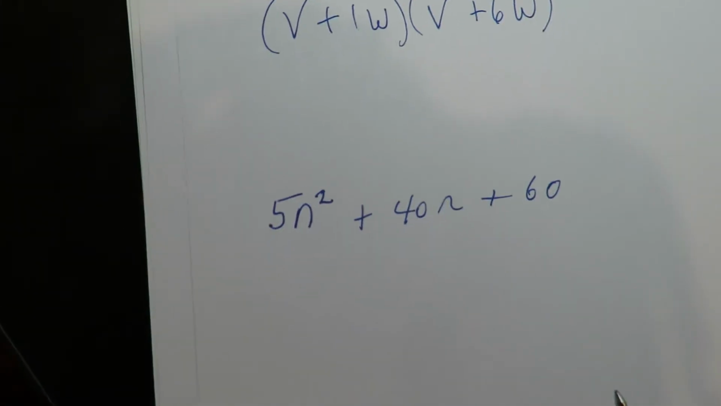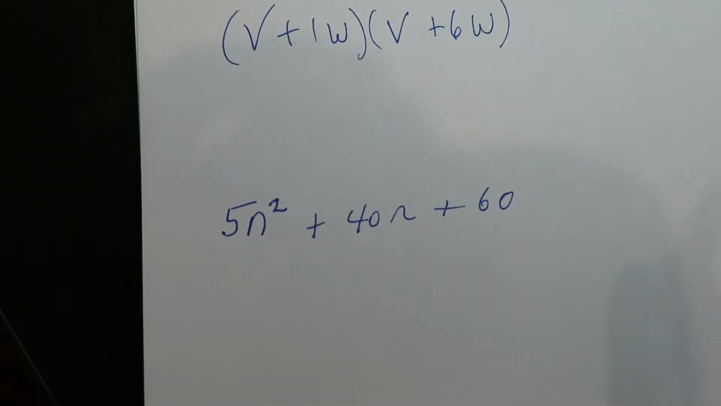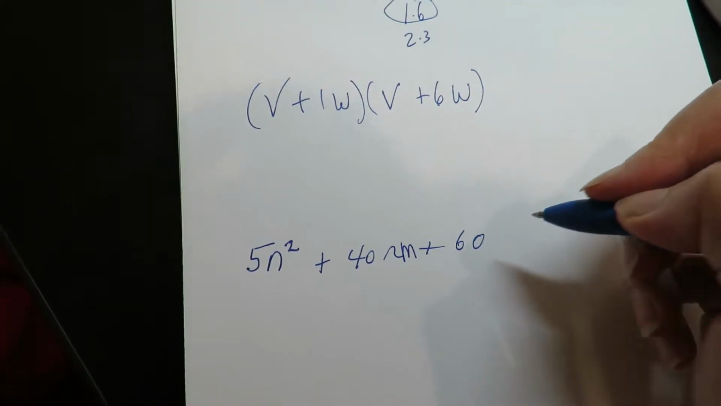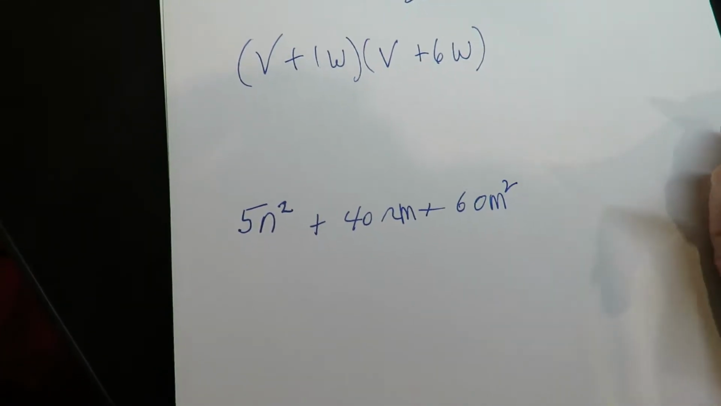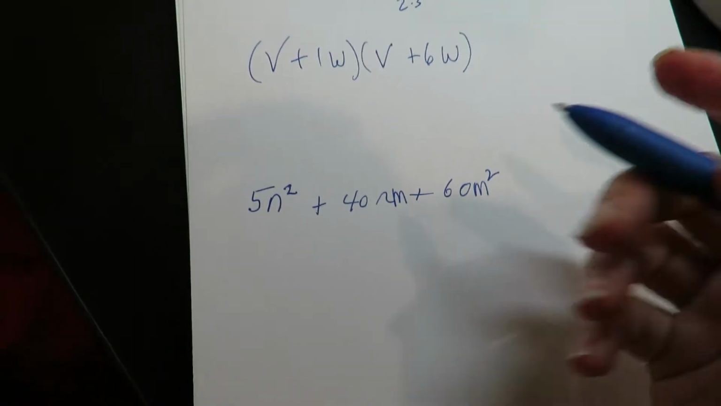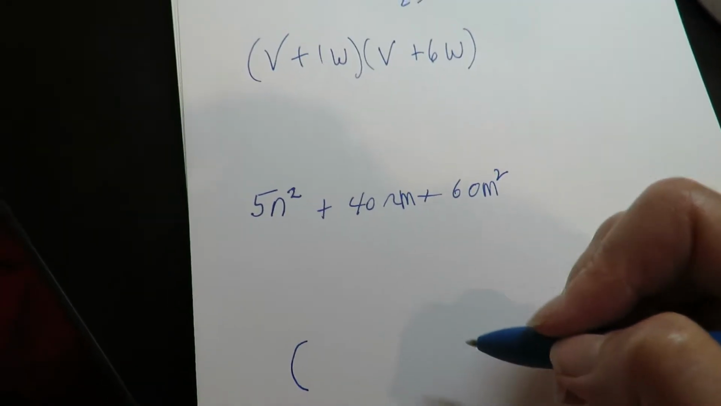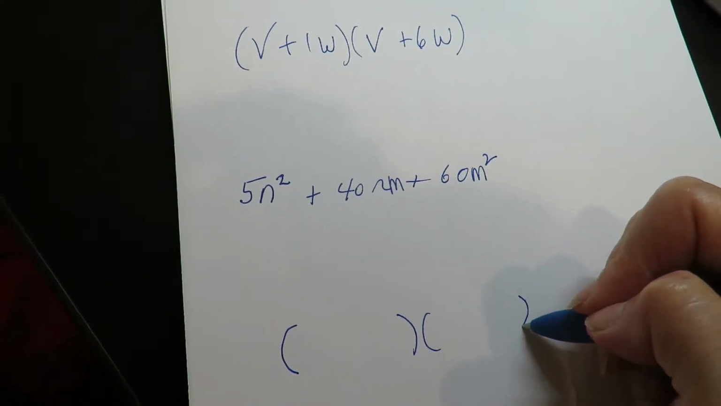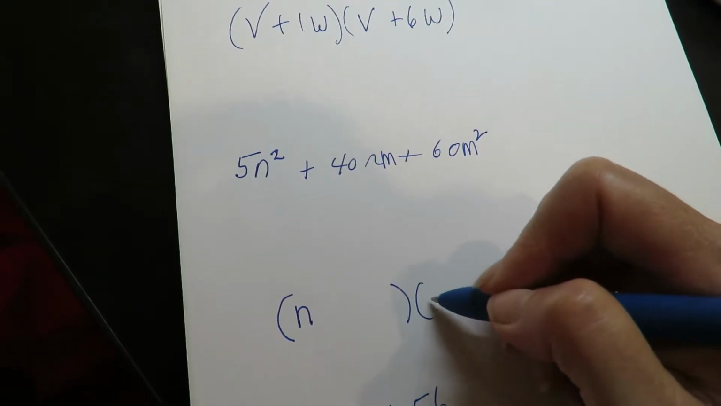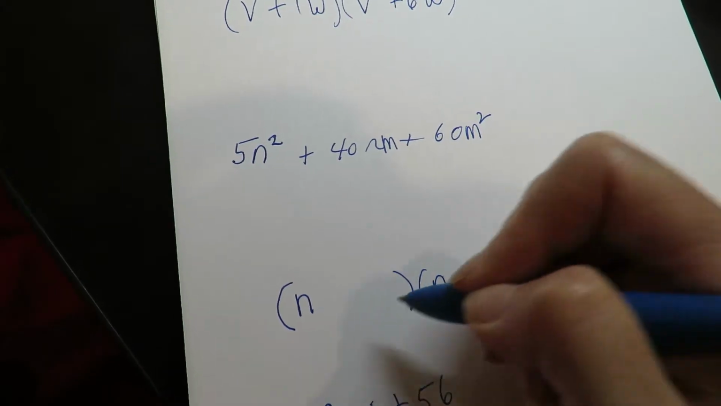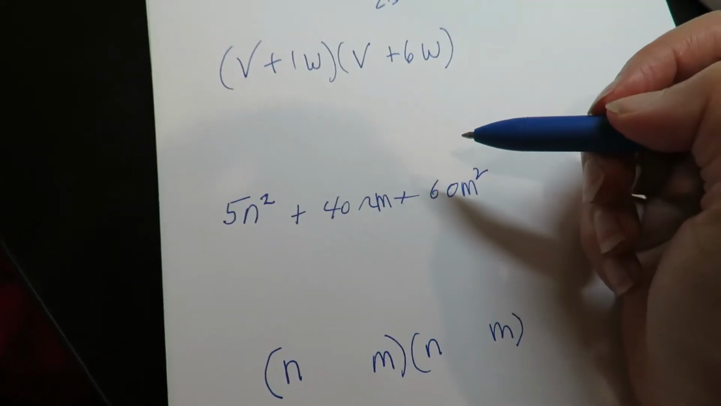Alright, let me do that for this one as well, just so you can see two variables. So this one now has two variables. Again, when you're factoring it, n is in the front, so n sits in the front position. M is in the back, so m is going to sit in the back position.